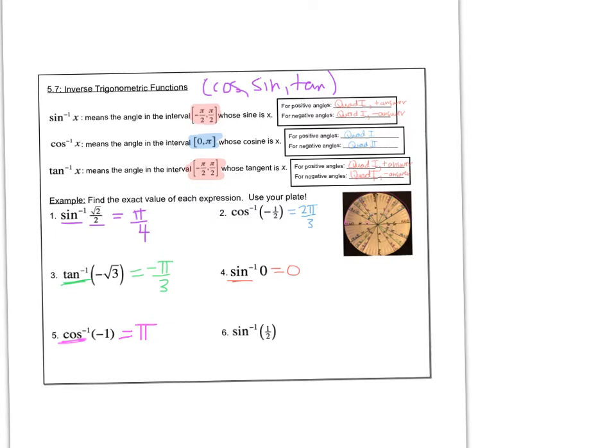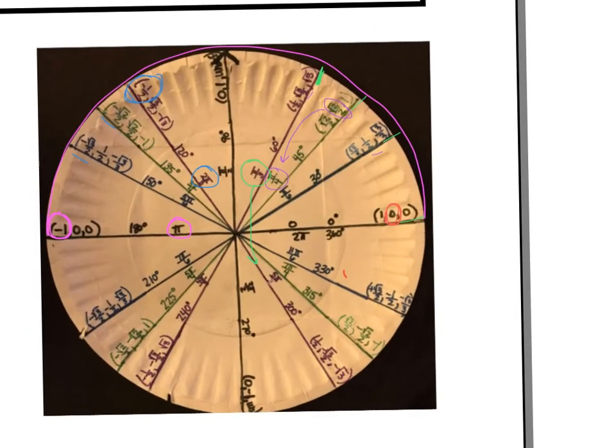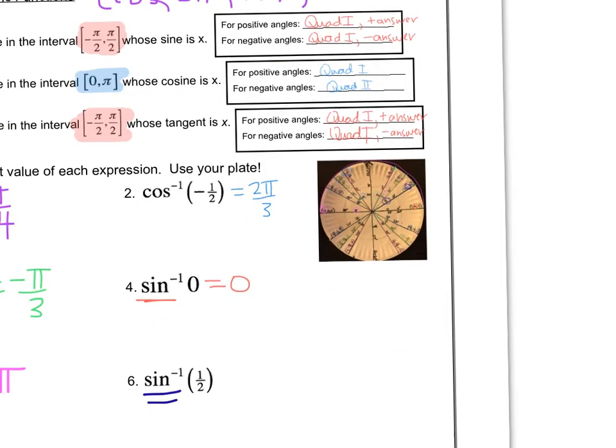And then the next one we're looking for where sine is positive 1/2. So sine is positive 1/2. 1/2 is the middle one. We're looking in the first quadrant. Positive 1/2 is here, so that's going to be pi over 6.